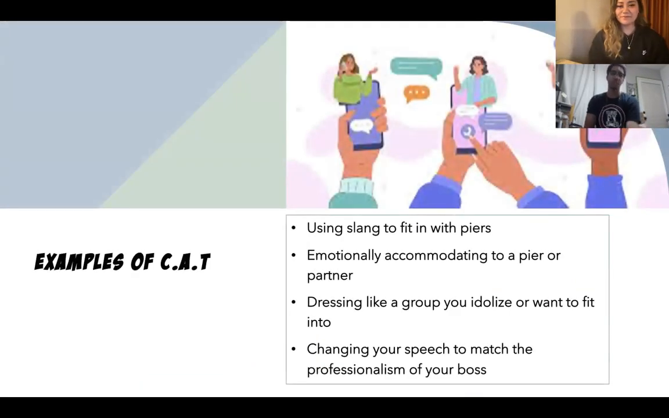The examples of CAT are using slang to fit in with peers, emotionally accommodating to a peer or a partner, as if let's say a partner is feeling down, then you would emotionally accommodate by coming down to their level if you were at a high energy, dressing like a group you idolize or want to fit into, such as cosplay, or changing your speech to match the professionalism of your boss, like many of us do at work.